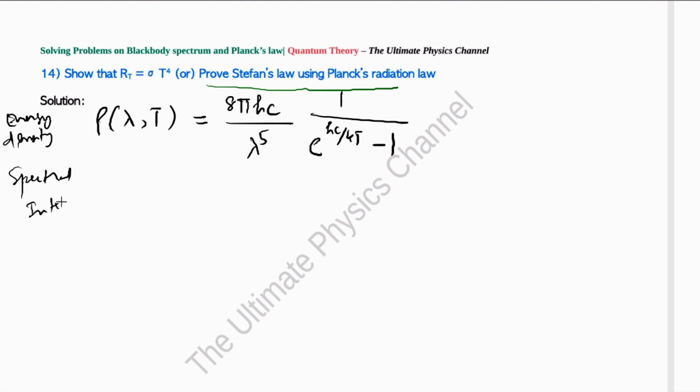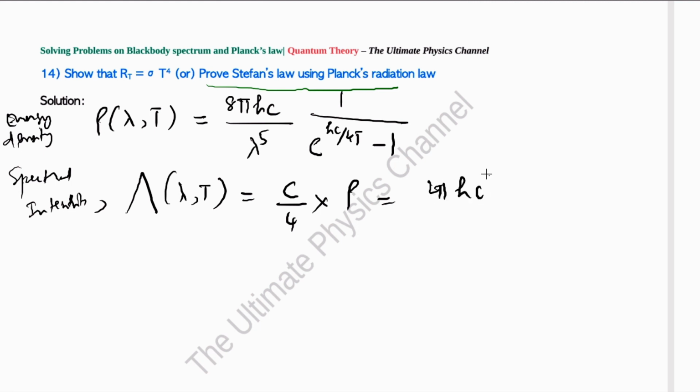In terms of spectral intensity, we have seen already that, let me use capital lambda for that, which is a function of wavelength small lambda and T, is c by 4 times rho. That is, 2 pi h c squared over lambda power 5, times 1 over e power hc over lambda kT minus 1. Here also lambda, right?